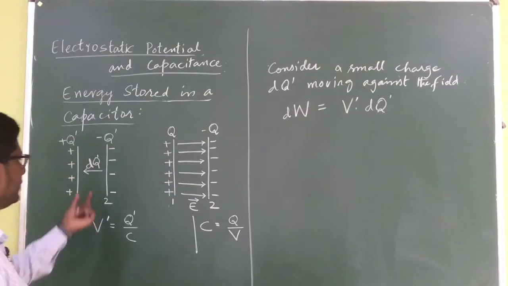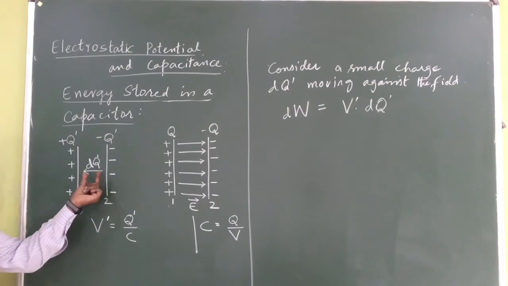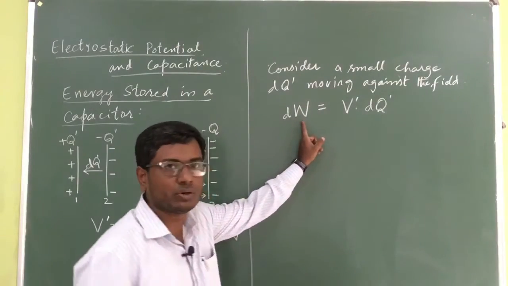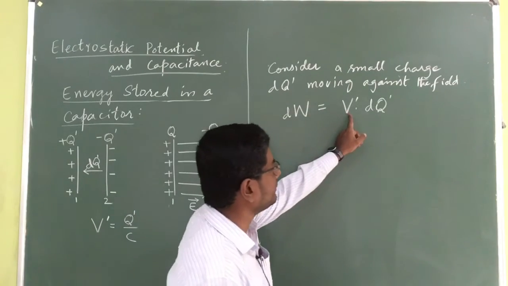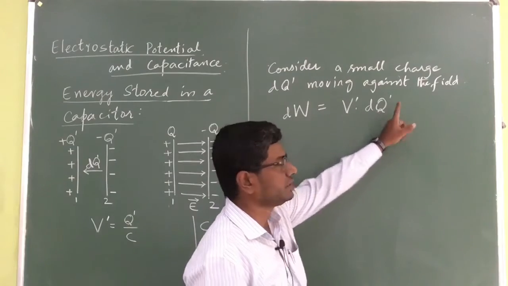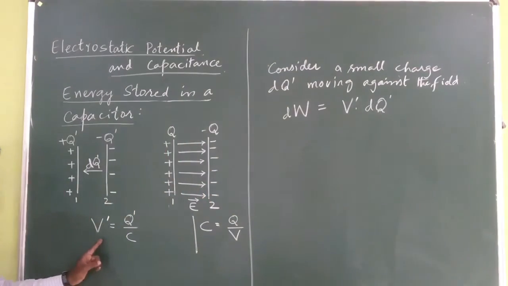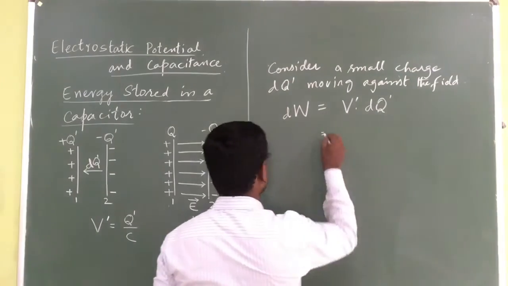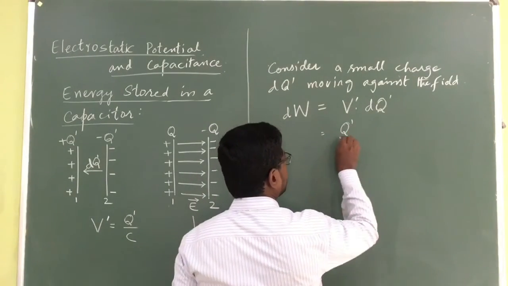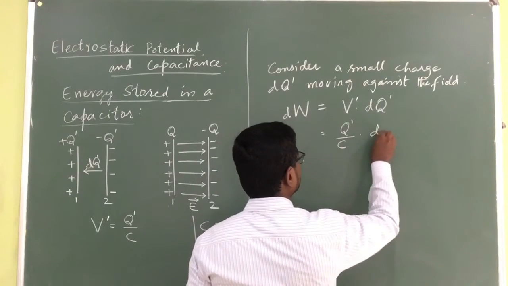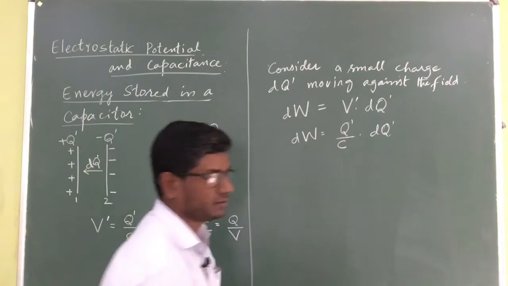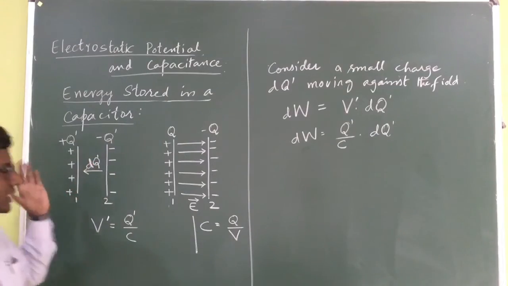So we have moved a small charge dq dash from the negative plate towards the positive plate, and in doing that we have done a small amount of work, given by V dash into dq dash. Now I have the equation for potential, so I can substitute the equation for V dash into that equation. This becomes Q dash divided by C into dq dash. This is the small amount of work we are doing to move this small charge against the field.